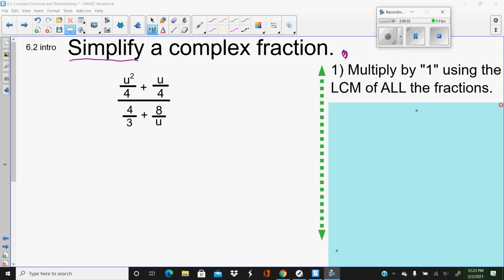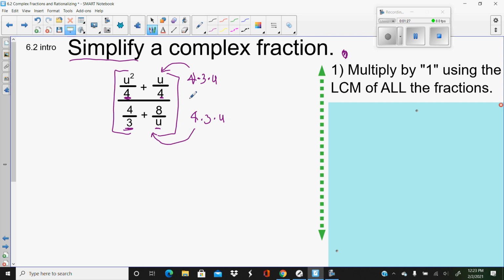So if I take a look at this little fella, I notice that I have a 4 as a denominator. Here's another 4, but I don't have to use it twice. Here's a 3, and there's a u. So what I'm going to do is take the 4 times the 3 times the u, and that is my multiplier. I'm going to multiply my numerator fractions times the 4 times 3 times u, and I'm also going to multiply my denominator fractions by 4 times 3 times u.